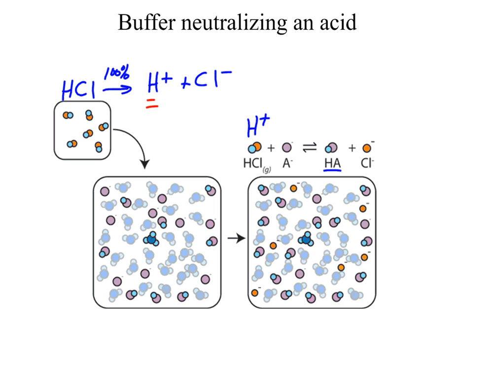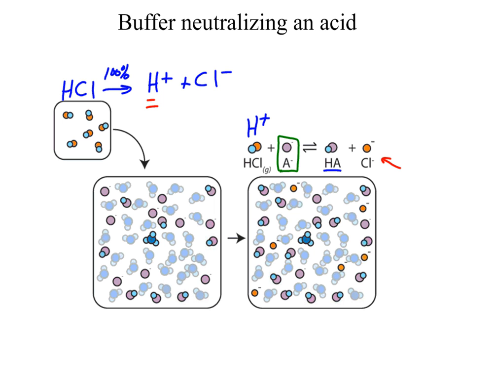In essence, then what we do is we maintain that H plus concentration that we had before the HCl was added. Again, by using the conjugate base to react with that H plus that was added to solution. And again, the chloride ion is just a spectator ion, so that's just kind of hanging around there.